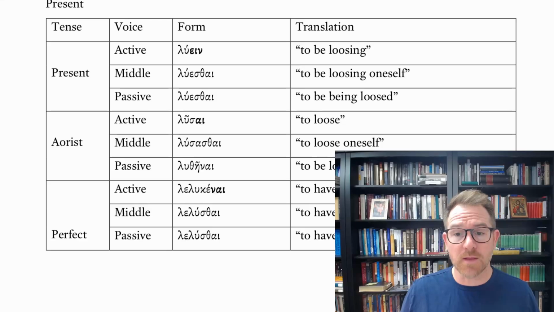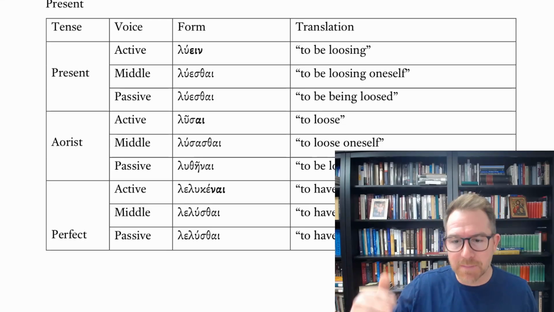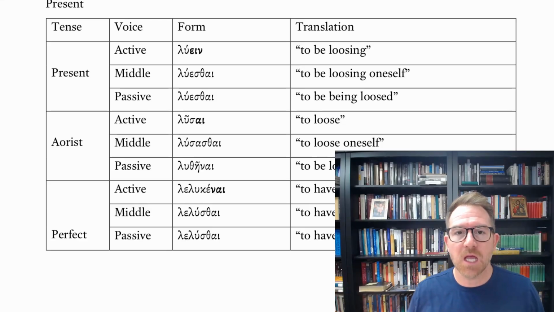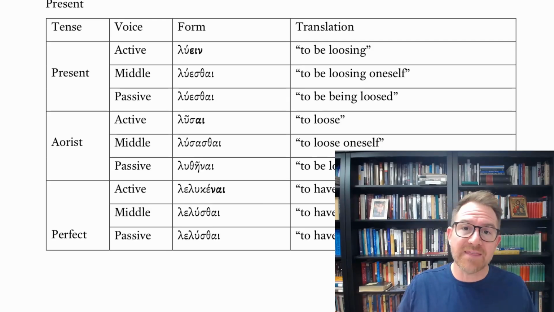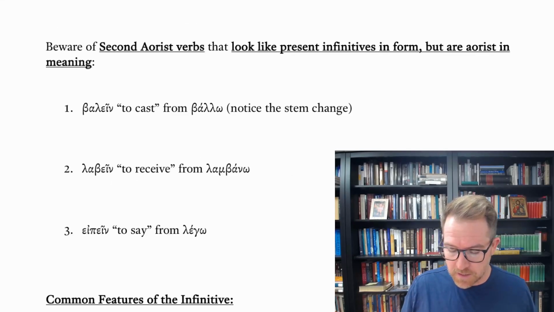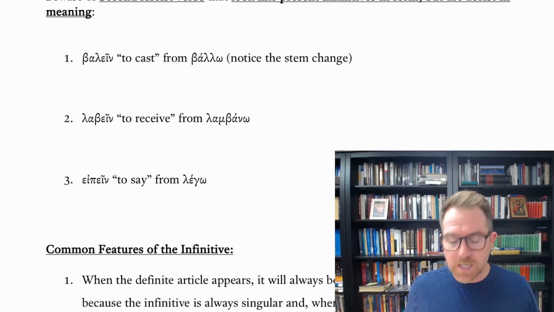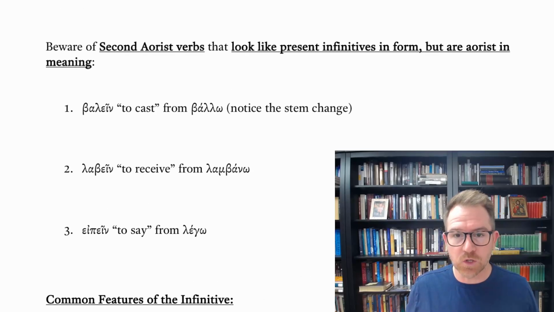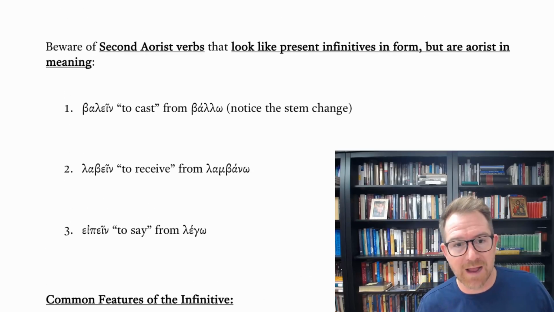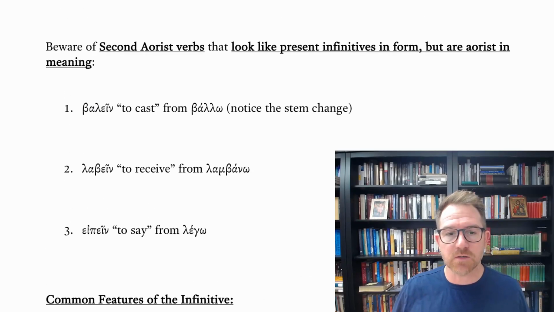Hopefully these forms aren't that unfamiliar. We've kind of seen them and been introduced to them along the way. And so now that we're seeing them in sentences, we kind of know, okay, this is an infinitive. Here we're going to learn that the way the infinitive can be used in actual sentences is a bit more complicated than we might initially think. We have to be aware of second aorist verbs that look like present infinitives in form but are aorist in meaning. So again, the key here is that there's been a stem change.